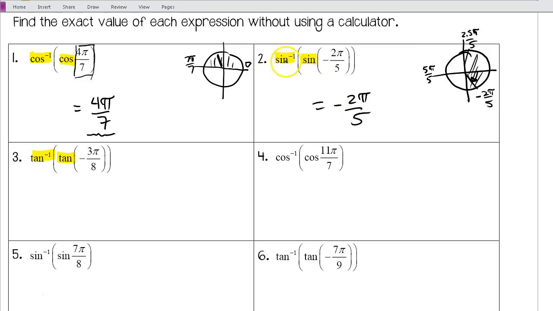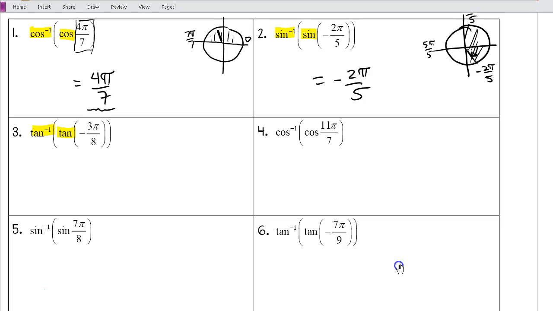So again, inverses, they undo each other. Sine inverse and sine cancel each other out basically, and we're left with the angle. Again, we just need to make sure that the angle is in the right part of the unit circle. And we'll look at that a little bit closer once we get to example 4.